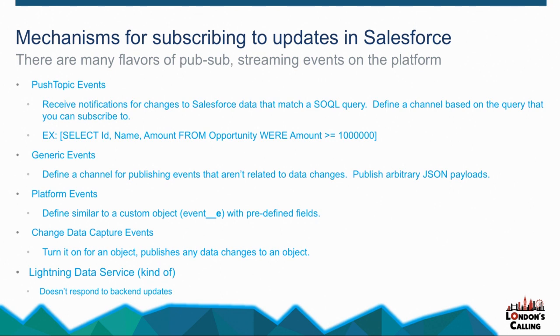Generic and platform are similar, but generic can be like any arbitrary payload, whereas platform event, you know, it's kind of like a custom object, __e, with strongly typed data types inside the payload. Change data capture, you just turn this on for an object and it publishes any changes. And then Lightning Data Service is, you know, front end only.